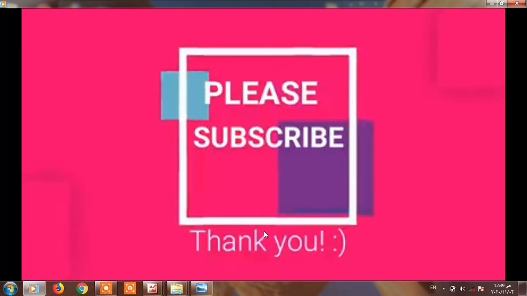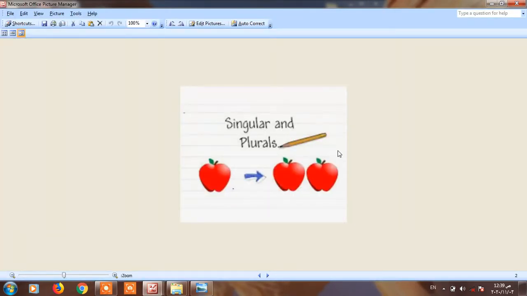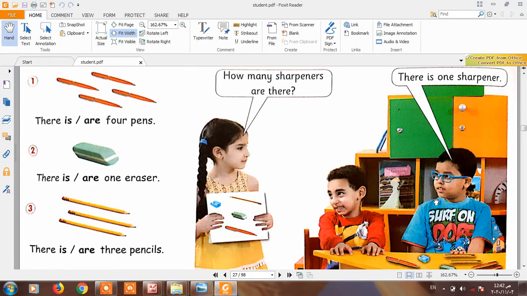So, kids, we use there is when we talk about one thing, singular, and we use there are when we talk about more than one thing, plural. Easy, kids? Now, let's open your Connect book on page 28. Sorry, kids, page 24.